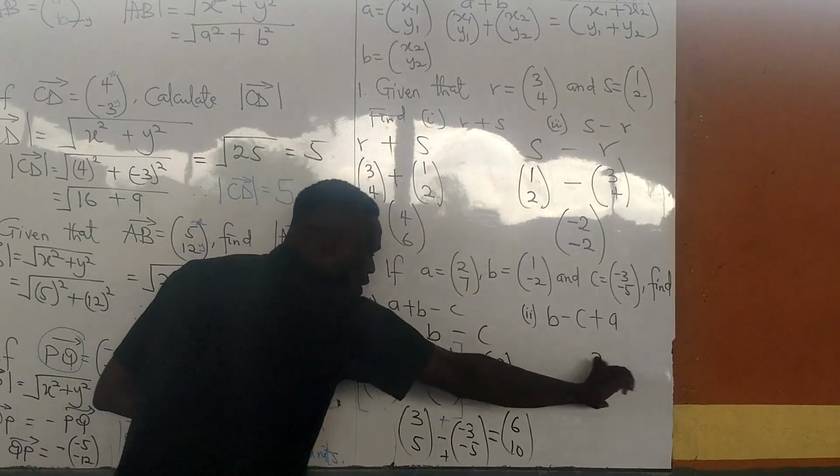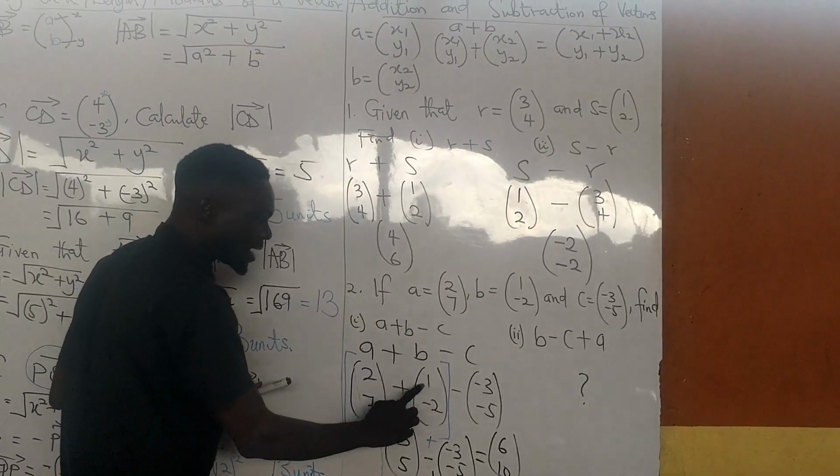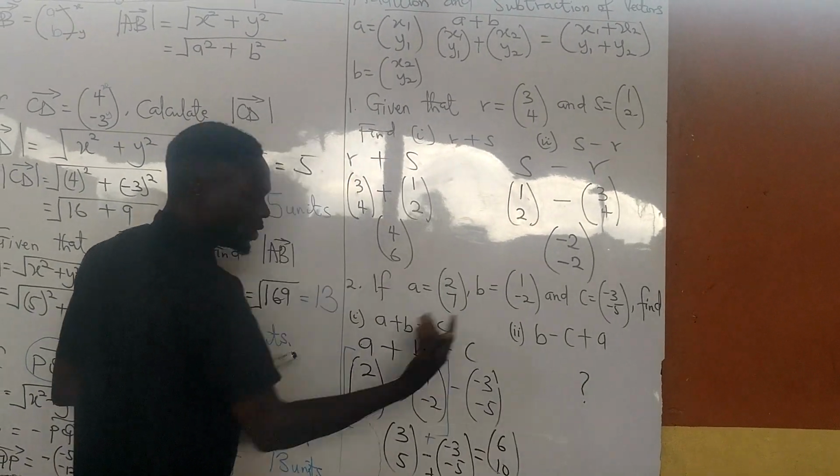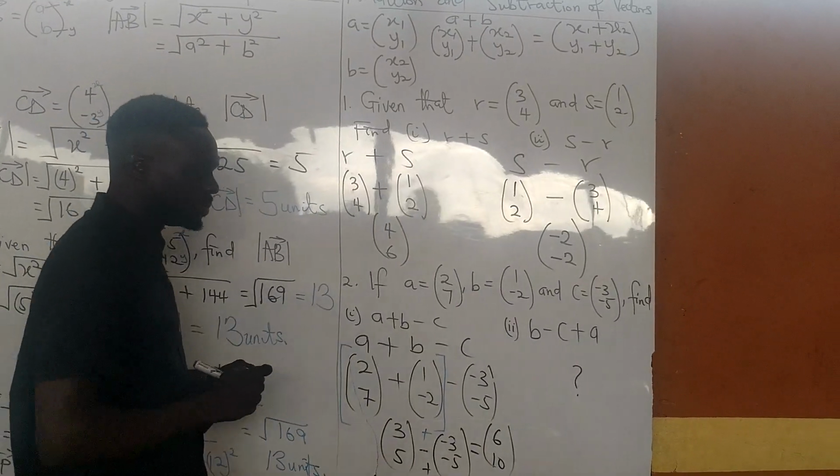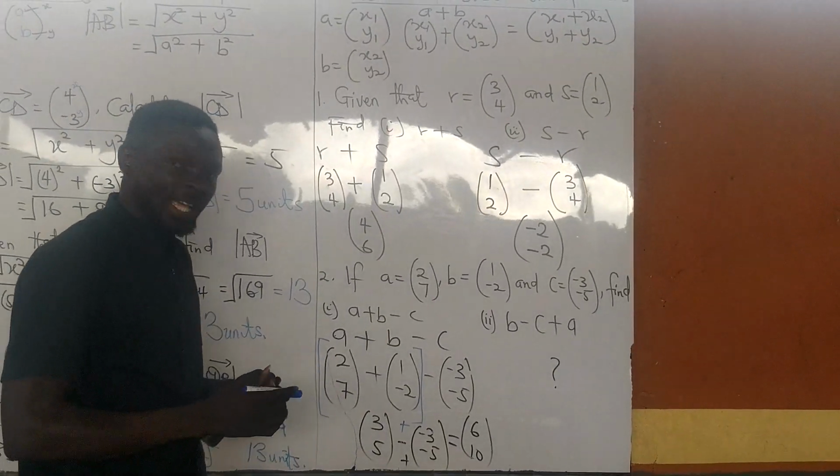Or you can choose to take all straightforward. 2 plus 1, 3, plus this, giving you 6. Then you also take the y component below.